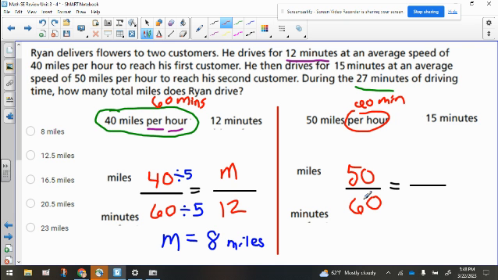Now we have to put the number 15 in this proportion. Where does it go? It goes on the bottom because the bottom is talking about minutes and we're trying to figure out how many miles. Again, this is compatible. 60 divided by something does equal 15, and that something is divided by 4. So we can take the 50 and divide it by 4, and that should give us the answer.